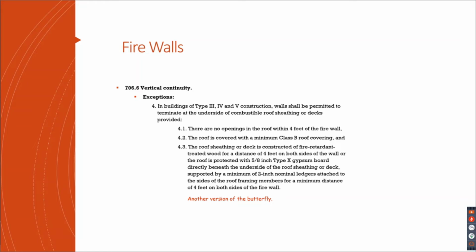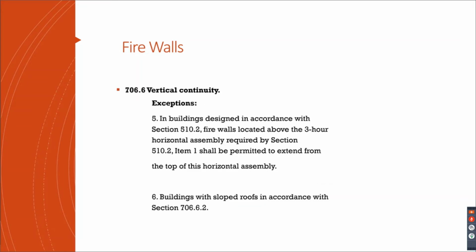The roof is covered with a minimum Class B roof covering, and the roof sheeting or deck is constructed of fire retardant treated wood for a distance of 4 feet on both sides of the wall, or the roof is protected with 5/8 Type X gyp directly beneath the underside of the roof sheeting or deck. And that gyp is supported by a minimum 2-inch nominal ledgers attached to the sides of the roof framing members for a minimum distance of 4 feet on both sides of the firewall. It's just another version of the butterfly condition.